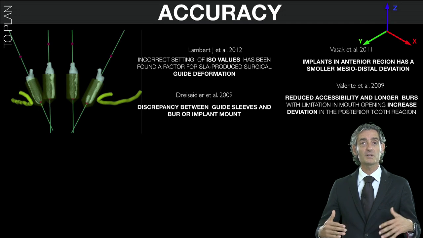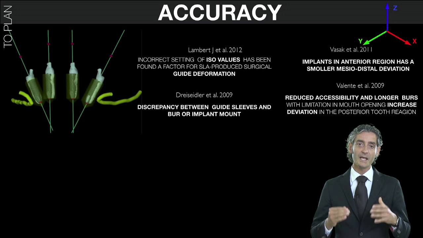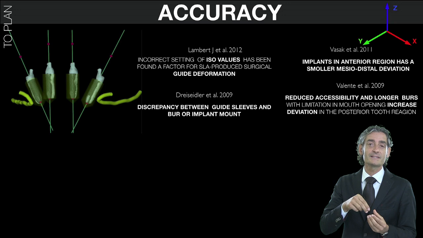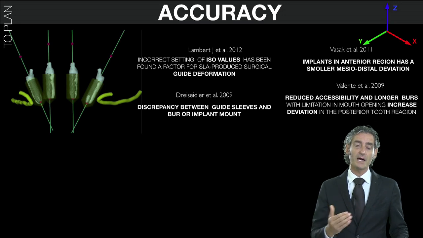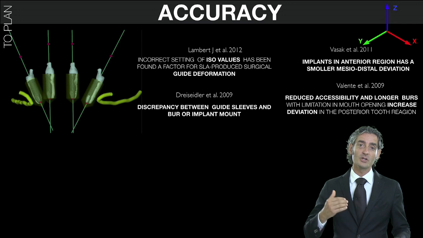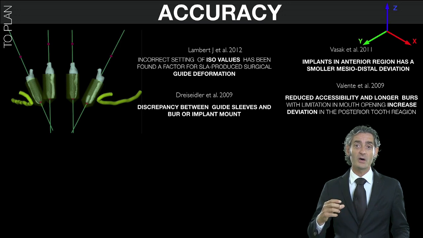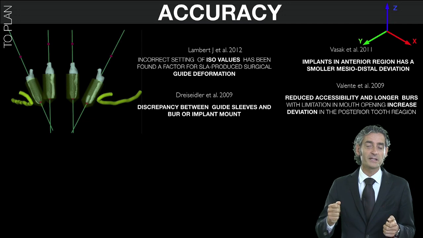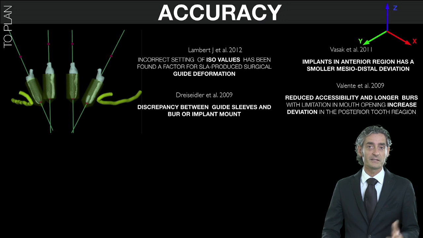But the most important deviation comes from the discrepancy between the guide sleeves and the bar that can have some kind of movement, and this is the angular deviation that we can have. And when we speak about the lower jaw, especially if we are planning, for example, the all-on-4 and the patient cannot open the mouth really well, this can also create some kind of deviation, because you are pushing a lot, and these forces can transfer to the surgical guide and create deviation.